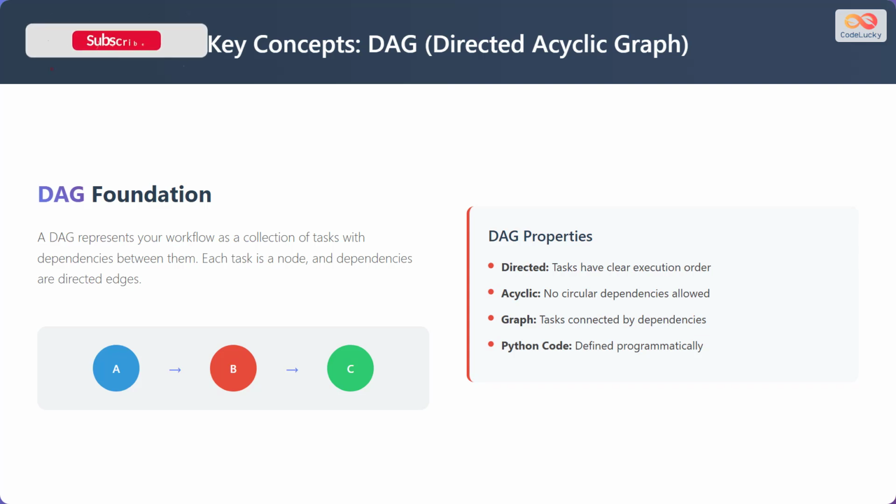Directed means tasks have clear execution order. Acyclic means no circular dependencies allowed. Graph is simply tasks connected by dependencies. These DAGs are written in Python code.